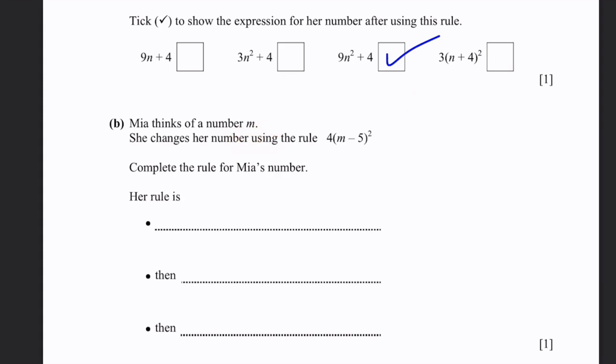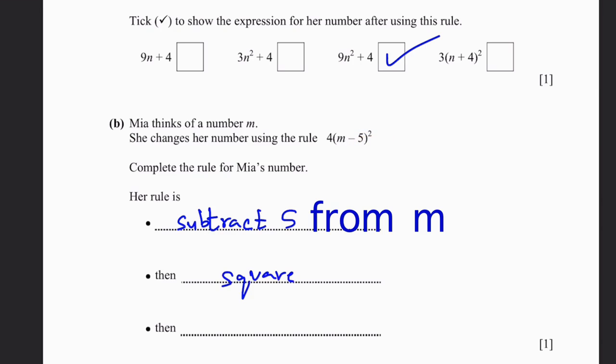B. Mia thinks of a number m. She changes the number using the rule 4 into m minus 5 the whole squared. Complete the rule for Mia's number. Her rule is dash, then dash, then dash. We can see she subtracts 5 first, so subtract 5, then she squares the number over here, so square, then multiply by 4. That's the answer.